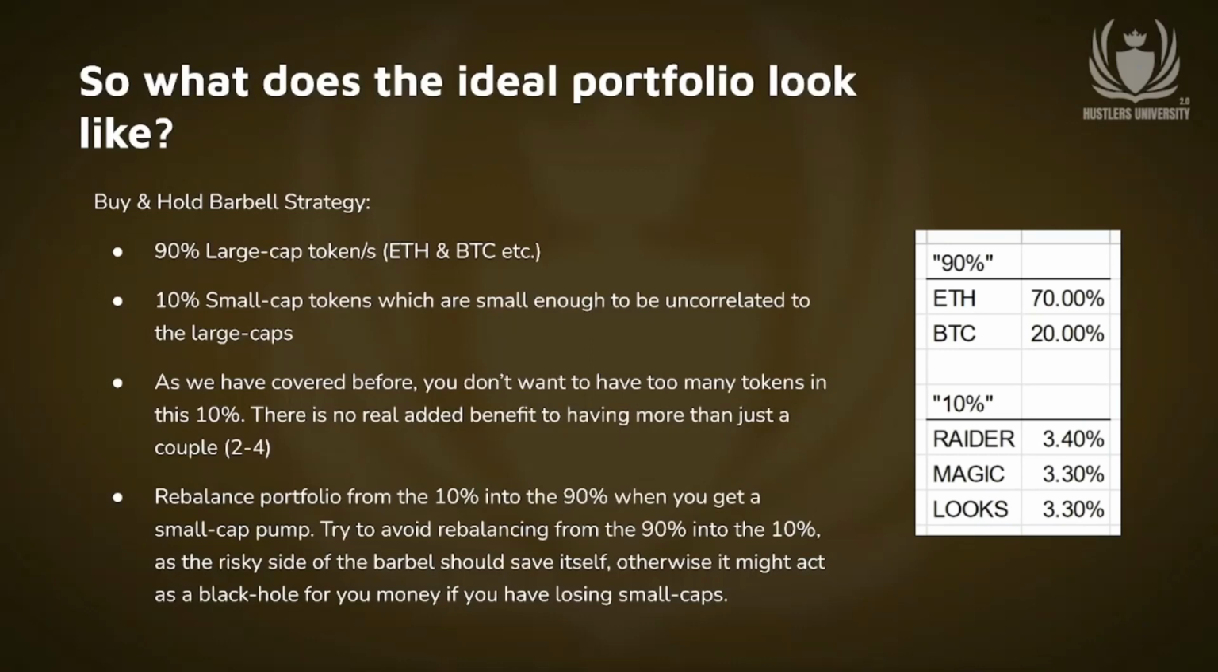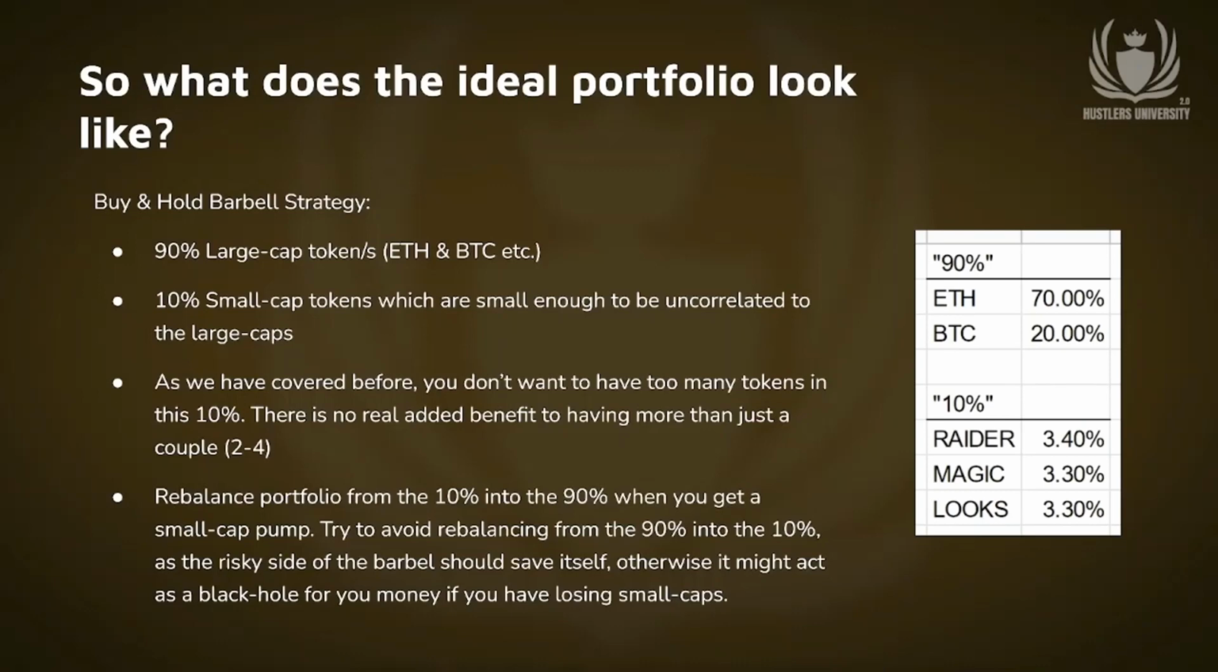Rebalance the portfolio from the 10% back into the 90% when you get a small cap pump. Try and avoid rebalancing from the 90 into the 10, as the risky side of the barbell should save itself under periods of duress and high risk. Otherwise, it might act as a black hole for your money if you have a set of losing small caps.